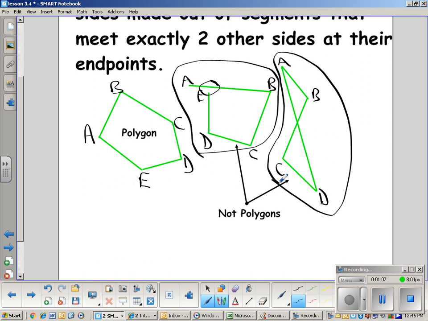Megan, you want to tell me why this one is not a polygon? Yeah, because side BC and side AD intersect two other sides at a point other than the endpoint. I think I said that wrong. They intersect each other at a point other than the endpoint, and because of that, they intersect more than two other sides. Okay, so those are not polygons because of those reasons.